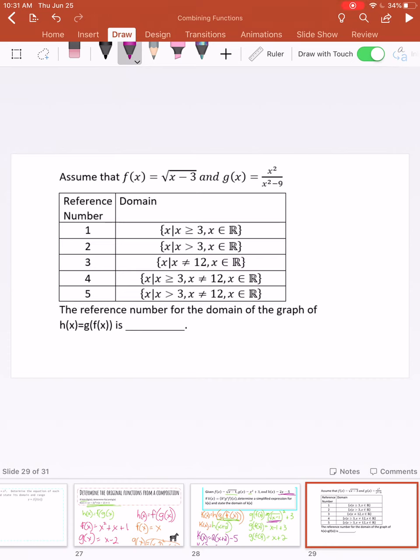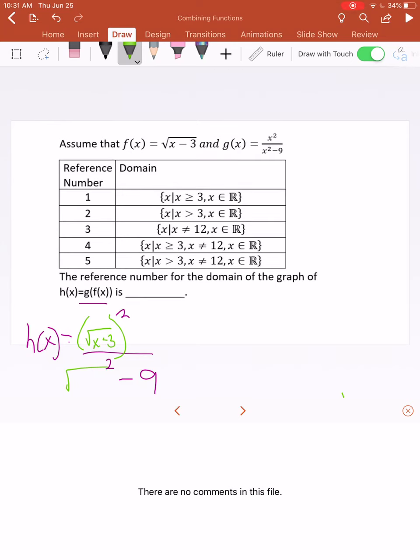Okay, next question. I'd like you to try this one by yourself. So I want you to press pause, try the question, press play, and I'll explain it really quickly. Okay, so this time we are finding an h function by inputting the f function into the g function. So we're taking our g function, which is x squared over x squared minus 9, and we're replacing all of our x's with that f function, which is root x minus 3.